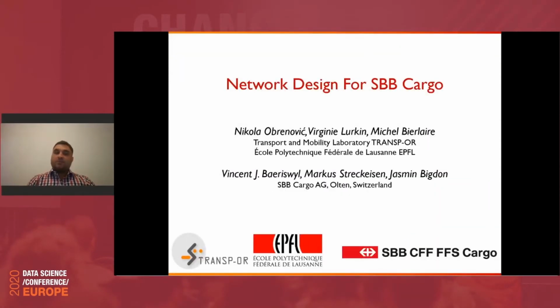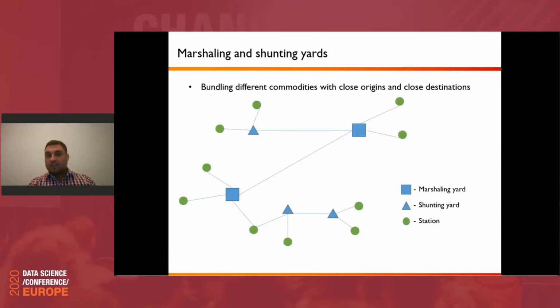The first project was about designing a network of marshalling and shunting yards for the national cargo railway company in Switzerland named SBB Cargo. This project was done with the experts from their side. To give a short introduction, what are marshalling and shunting yards?